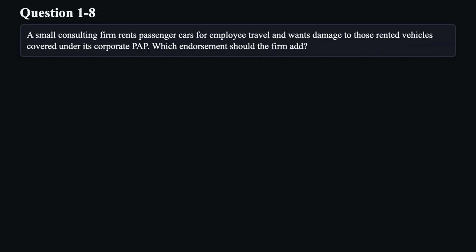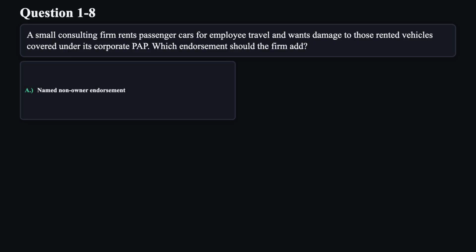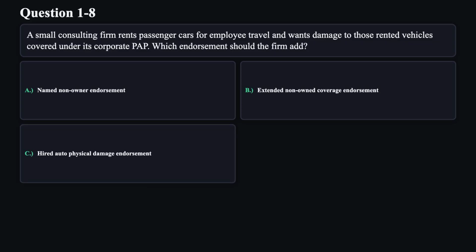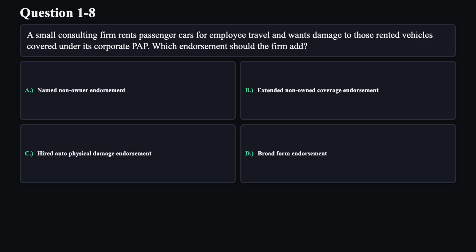Question 8. A small consulting firm rents passenger cars for employee travel and wants damage to those rented vehicles covered under its corporate PAP. Which endorsement should the firm add? A. Named non-owner endorsement. B. Extended non-owned coverage endorsement. C. Hired auto physical damage endorsement. D. Broad form endorsement.